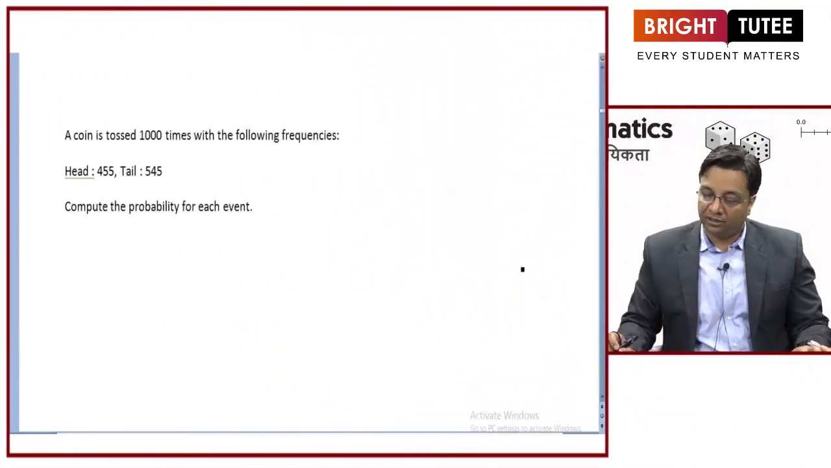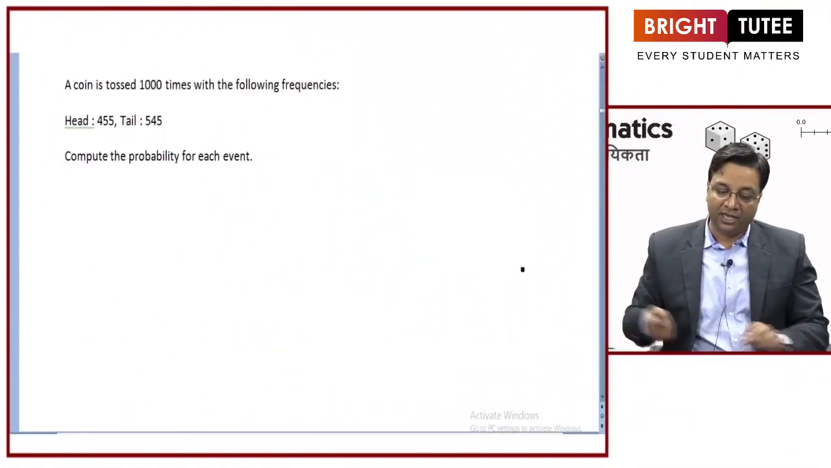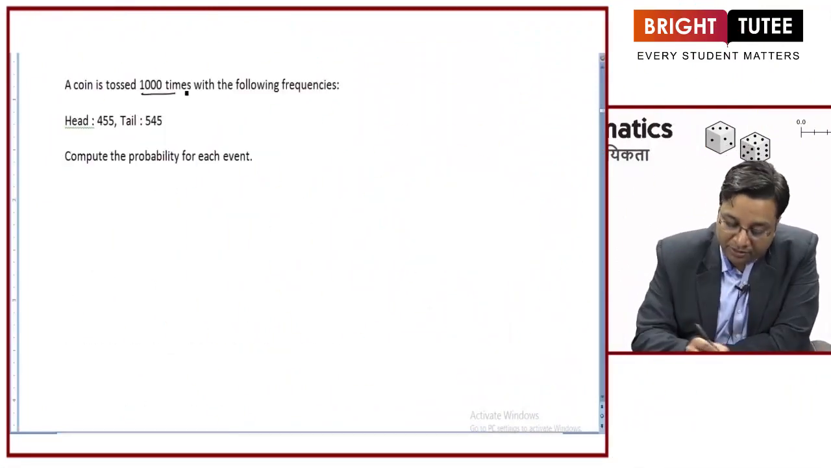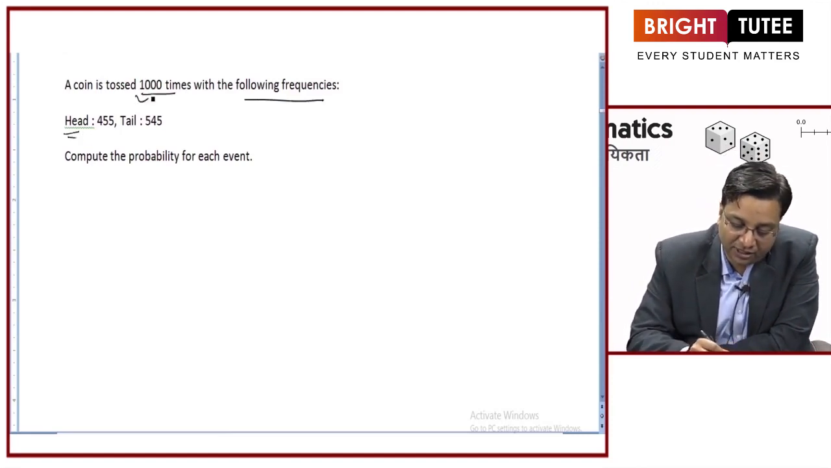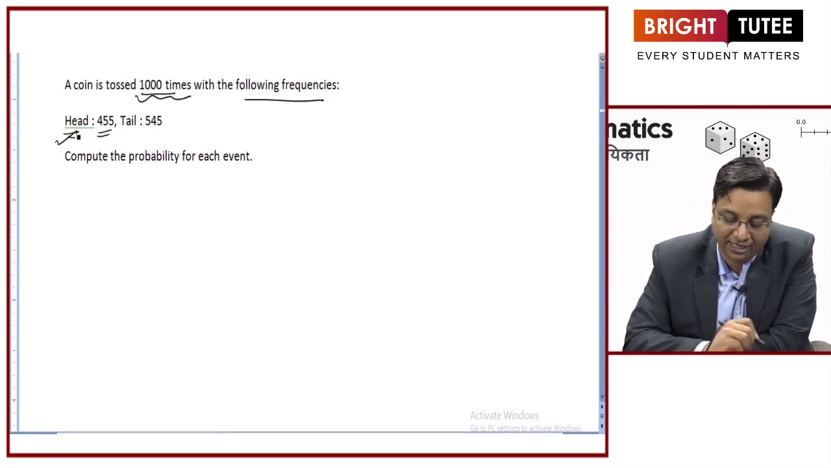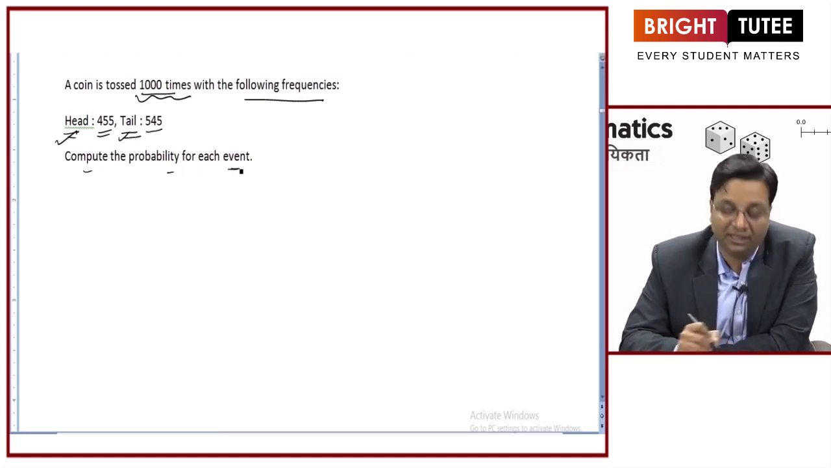Let us see some of the examples here. A coin is tossed 1000 times with the following frequencies. Out of these 1000 times that a coin is tossed, 455 times head came on top and 545 times tail came on top. Calculate the probability of each event.